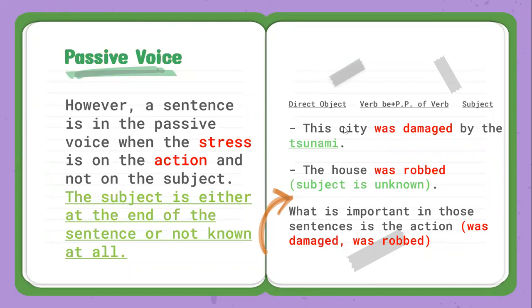So again, we switched the position of the direct object and the subject, and I could take the subject out and keep it unknown. Okay, and I changed the verb as follows.